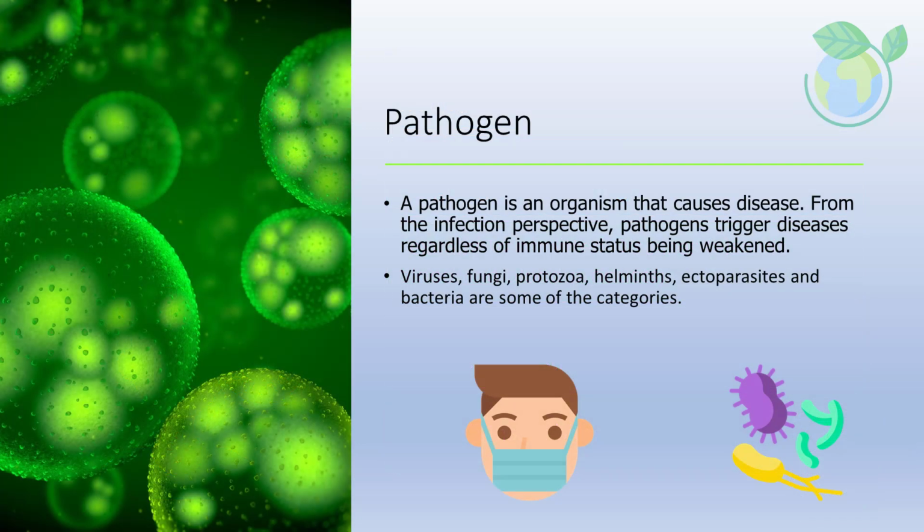All a pathogen needs to thrive and survive is a host. Once the pathogen sets itself up in a host's body, it manages to avoid the body's immune responses and uses the body's resources to replicate before exiting and spreading to a new host. Pathogens can make us sick, but when healthy, our bodies can defend against pathogens and the illnesses they cause. Simply said, it means that from the infection perspective, pathogens trigger diseases regardless of immune status being weakened.